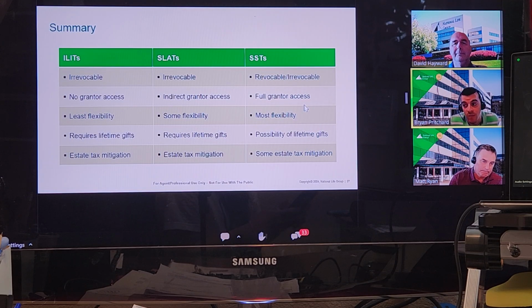So the survivorship standby trust is going to be the type that has the most flexibility and also provides the grantor the most access to the trust. So for folks that are in that in-between phase, right, maybe they're not sure what they need to do, something like a SLAT, an SST, or an ILIT may be appropriate. But each individual should consult with that outside estate planning attorney to make sure that we're doing what's most appropriate for that specific circumstance and those specific individuals.